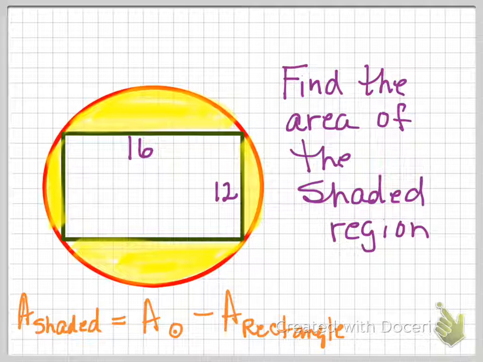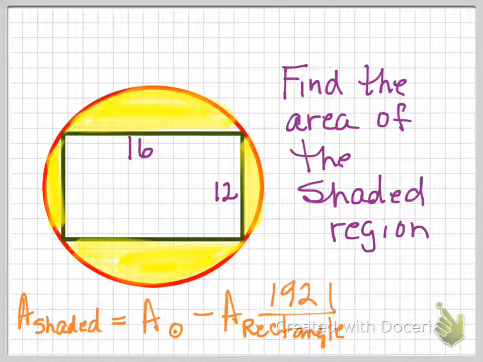Does that make sense? If I take the area of my whole circle, subtract the area of the rectangle, then that leaves me the area of the shaded region. Sounds good. So, area of the rectangle is easy. It is 16 times 12. That's 192. No problem. Now, the area of my circle.